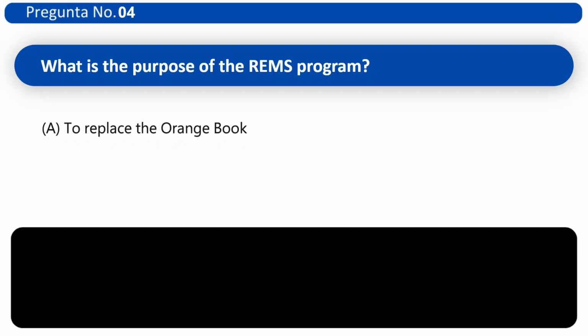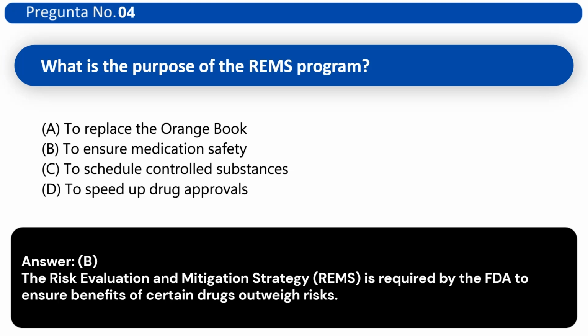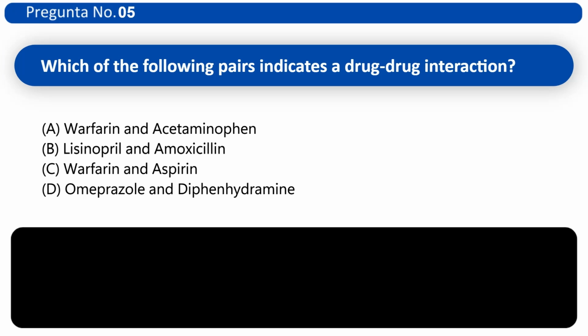What is the purpose of the REMS program? A. To replace the Orange Book. B. To ensure medication safety. C. To schedule controlled substances. D. To speed up drug approvals. Answer, B. The Risk Evaluation and Mitigation Strategy, REMS, is required by the FDA to ensure benefits of certain drugs outweigh risks.